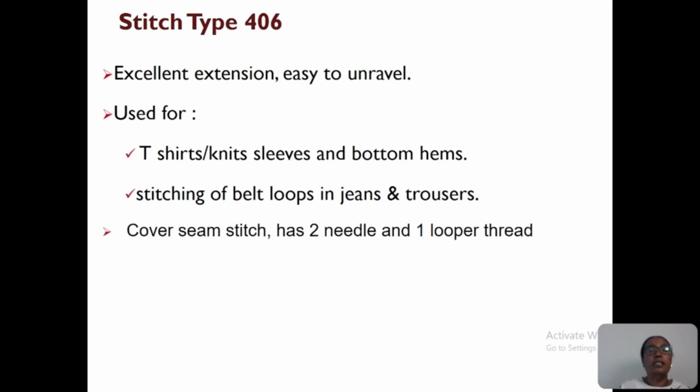406 has excellent extension and is easy to unravel. It can be used for t-shirts, mid sleeves, and bottom hems, and stitching of belt loops in jeans and trousers. Cover seam stitch has 2 needles and 1 looper thread. This cover seam stitch, 406, has 2 needles and 1 looper as the lower part of the thread.